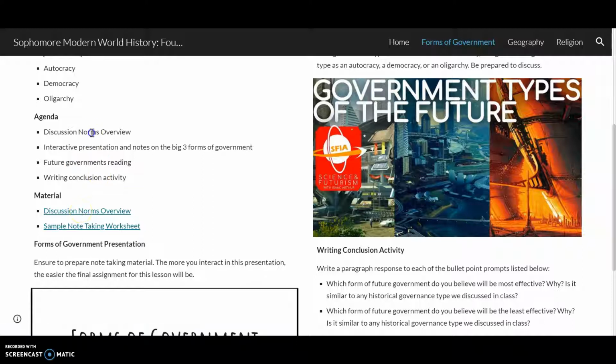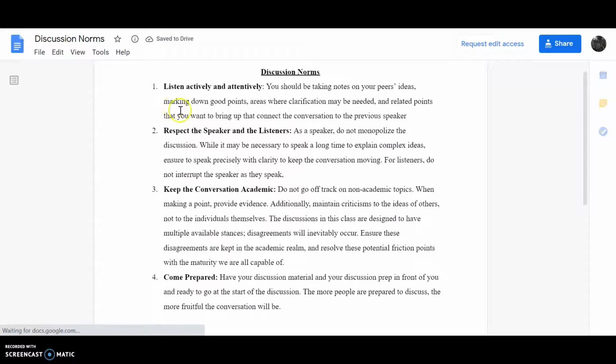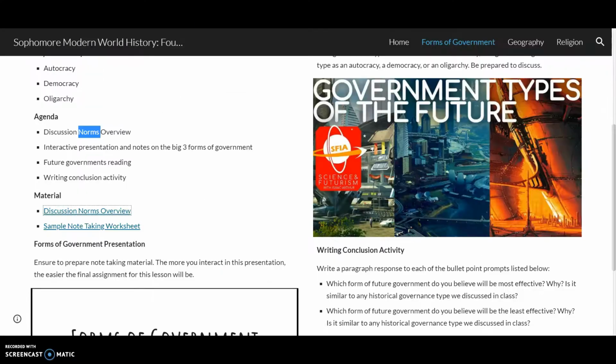I'll show you the discussion norms, as it's the first thing my students looked at. I'm sure you have your own discussion norms, but this is just the four brief rules I had, and we went over them together and let them ask questions. You can always use this if you want it.